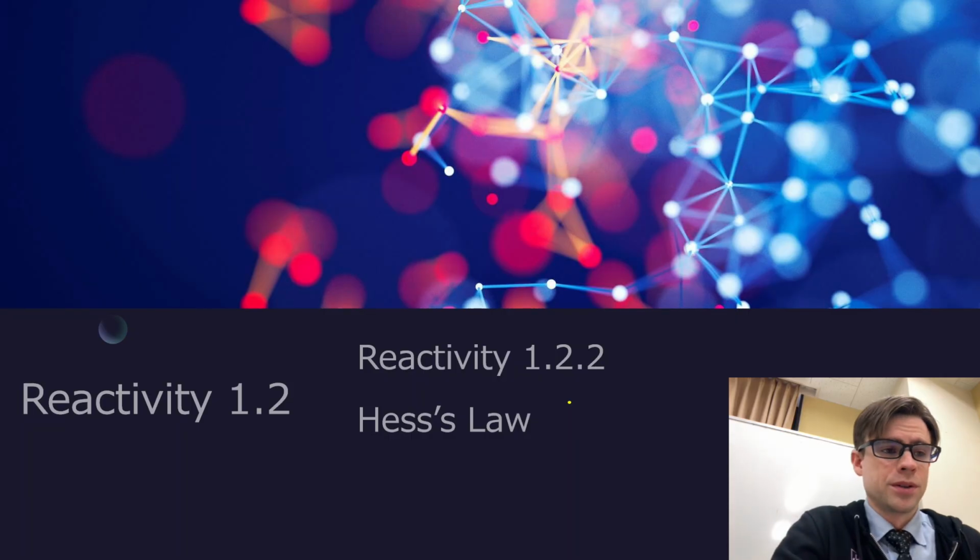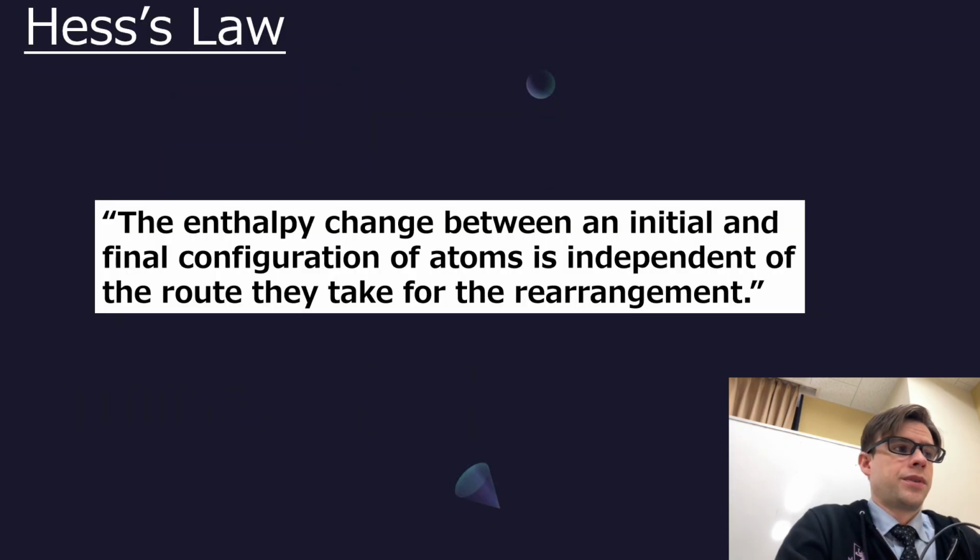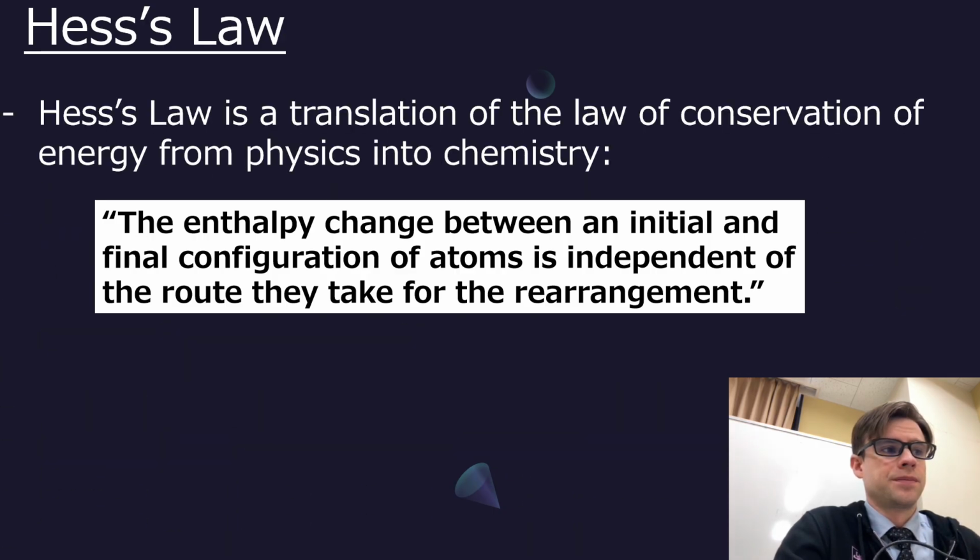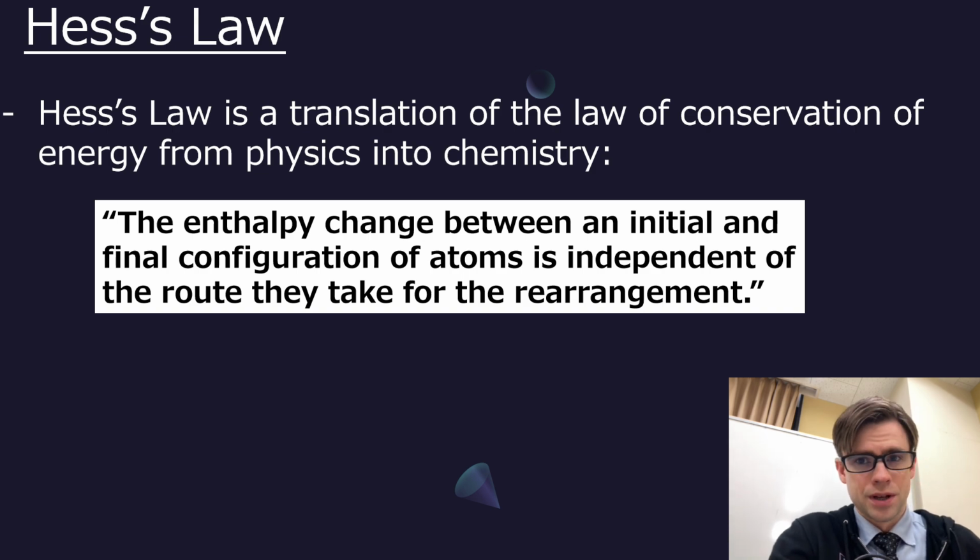We're now in 1.2.2 of reactivity, the later half of IB chemistry SL. So last time we looked at bond enthalpies, how to find the enthalpy of a reaction from that. So Hess's law, what is this exactly? It's a translation of the law of conservation of energy from physics into chemistry. And this is kind of my own take on the definition. I don't think this is a real quote from anywhere, but the enthalpy change between an initial and a final configuration of atoms is independent of the route they take for the rearrangement.